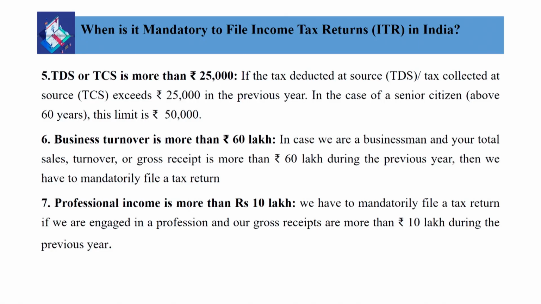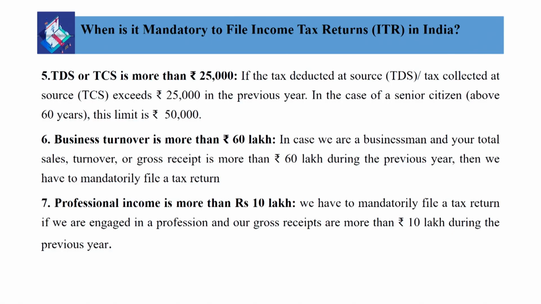Dear students, next is TDS or TCS of more than rupees 25,000, if the tax deducted at source or tax collected at source exceeds rupees 25,000 in the previous year. In this case, a senior citizen above 60 years, meaning the age of that assessee is 60 years or more in the relevant previous year, is required to file the income tax return if the TDS and TCS is more than 25,000 rupees.